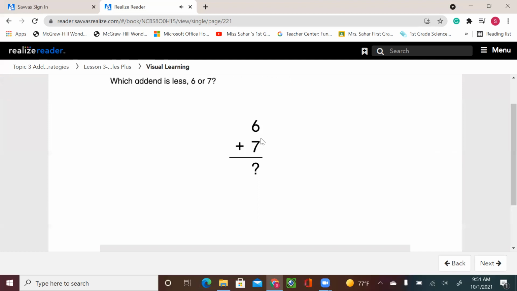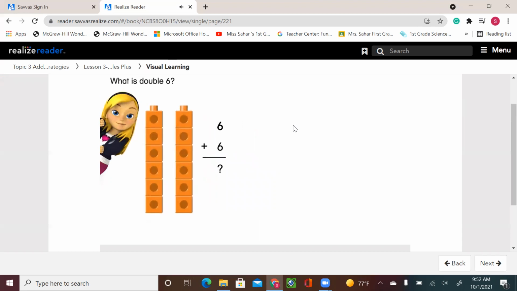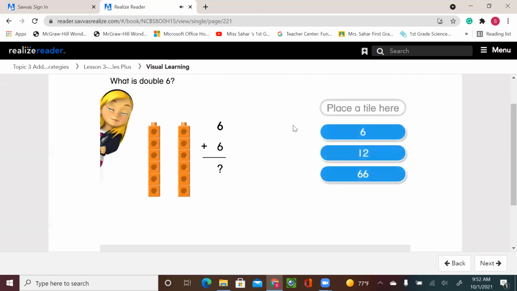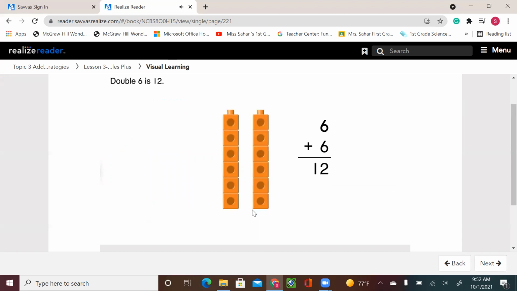Which addend is less, 6 or 7? Select your answer. Very good. Six is less. Double the 6. What is double 6? Select your answer. Remember, double 6? Very good. Double 6 is 12.